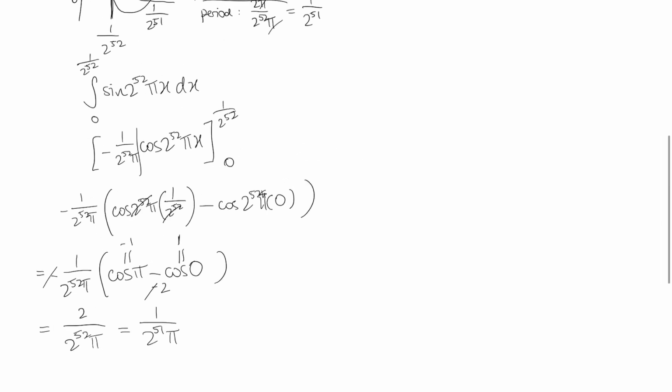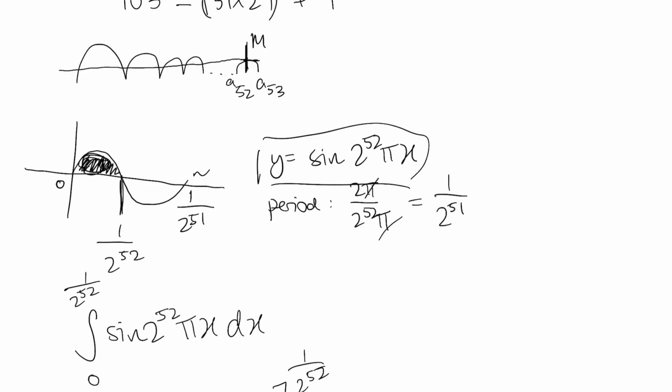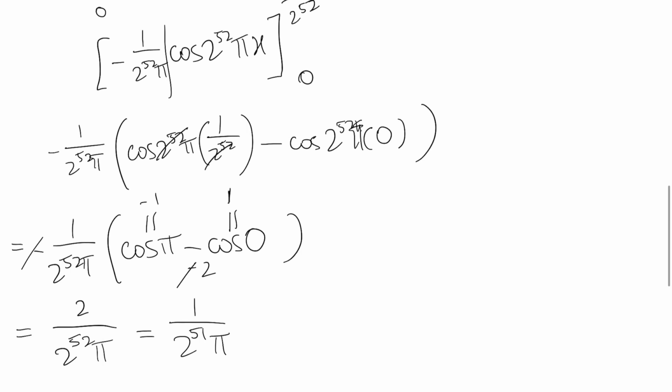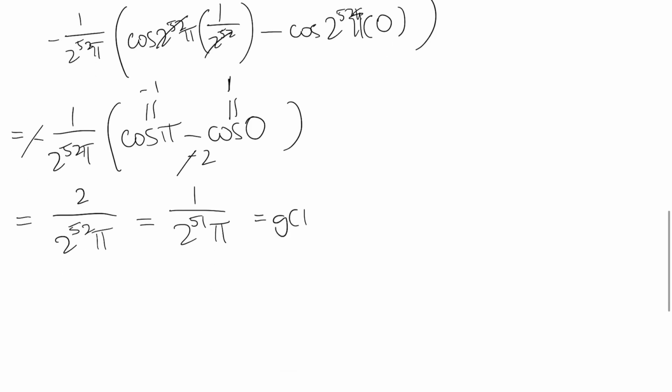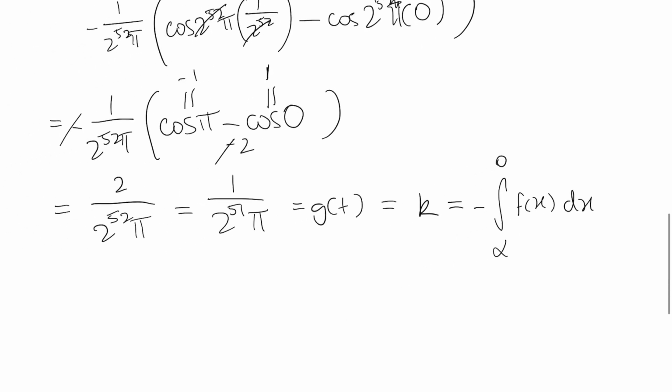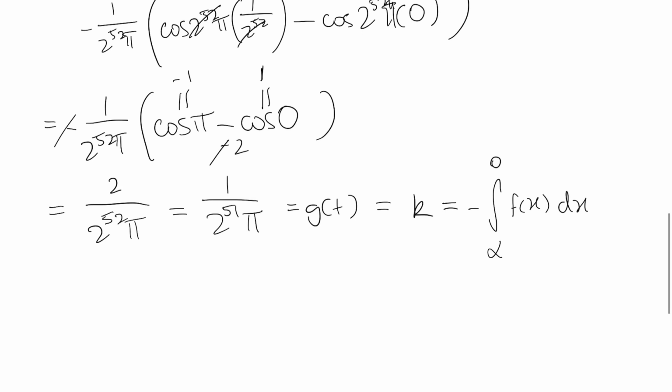So what is this actually? We look at the right hand side. So this is actually g of t, isn't it? But in fact, g of t is equal to k. So we can say that this is equal to g of t, which is equal to k. And what is k? k is equal to the negative integral from alpha to 0 of f of x dx. So we can equate this number with this integral.